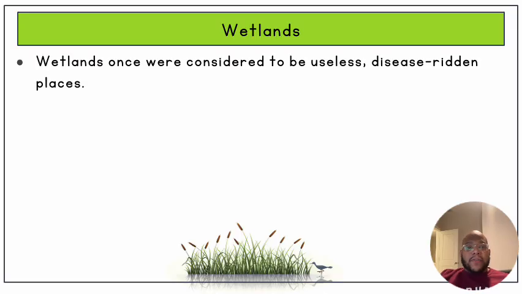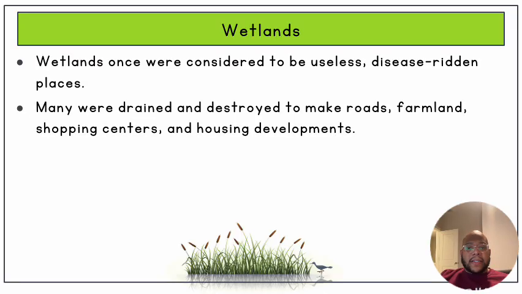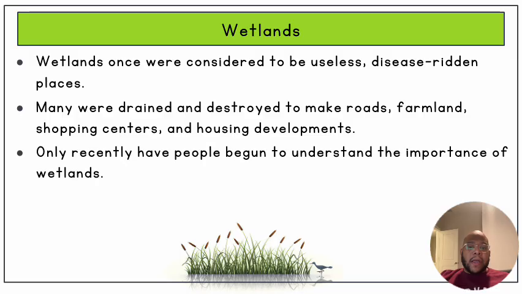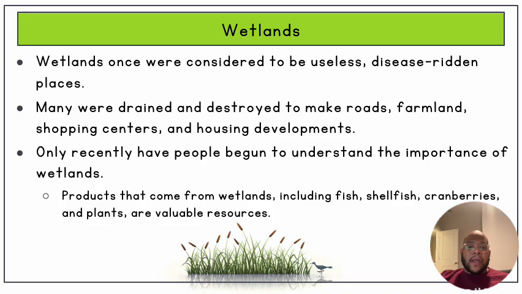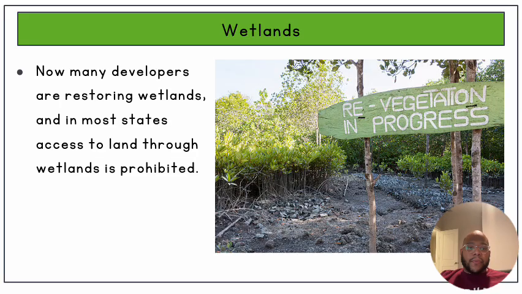Wetlands was once considered to be useless, disease-ridden places. Many were drained and destroyed to make roads, farmlands, shopping centers, and housing developments. But only recently have people begun to understand the importance of the wetlands. Products that come from wetlands include things like fish, shellfish, cranberries, and plants, which are all valuable resources. Now, many developers are restoring wetlands, and in most states, access to lands through wetlands is prohibited.